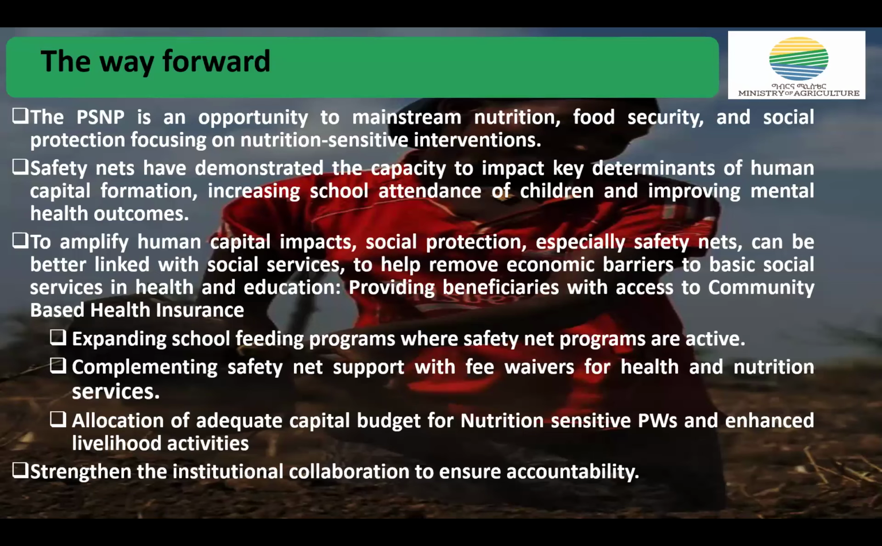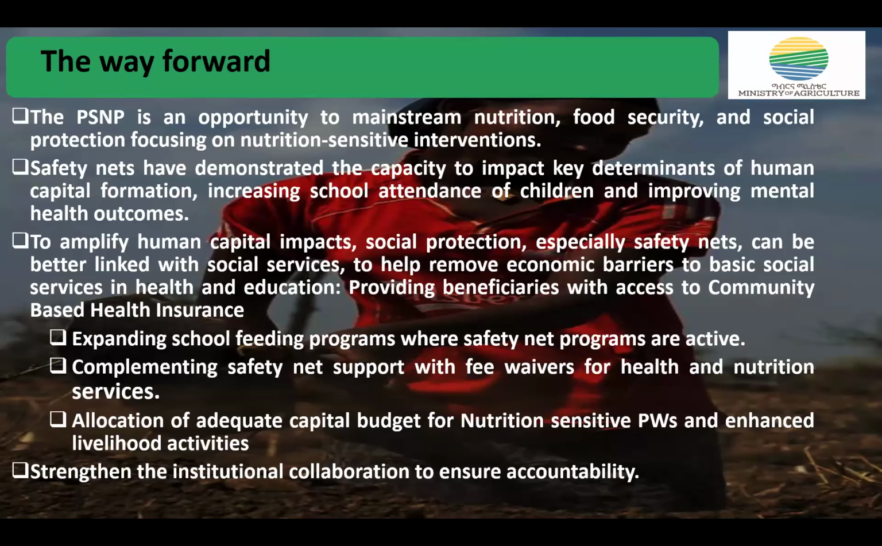Safety nets have also demonstrated the capacity to impact the key determinants of human capital formation by increasing school attendance of children and improving mental health outcomes. So to amplify the human capital impacts of social protection, especially safety nets, they can be better linked with social services to help remove economic barriers to basic social services in health and education, and also providing beneficiaries with access to community-based health insurance.